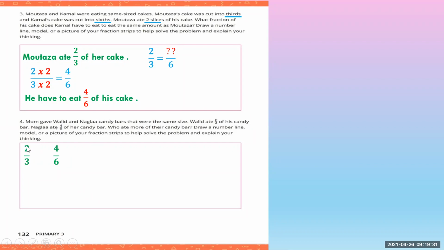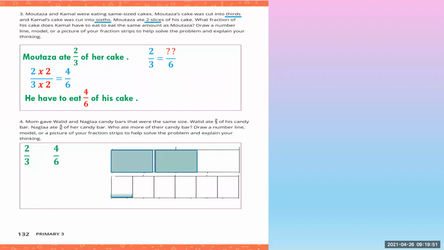Look here, the 2 became 4, so I multiplied by 2. And here, 3 became 6, so also I multiplied by 2. Here, they are equal. Okay, look here at our model. 2 over 3 and 4 over 6 are equal because we multiplied by 2 up and down. Okay, I love you, my dear, thank you.